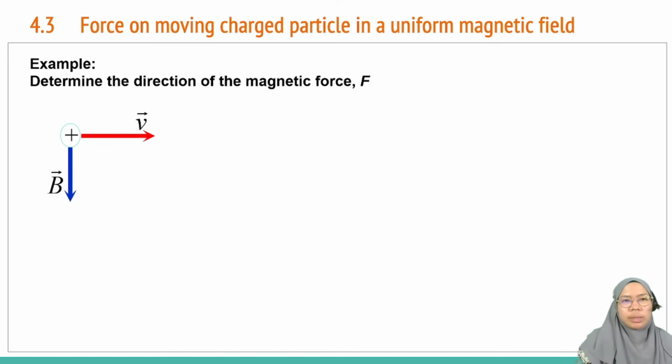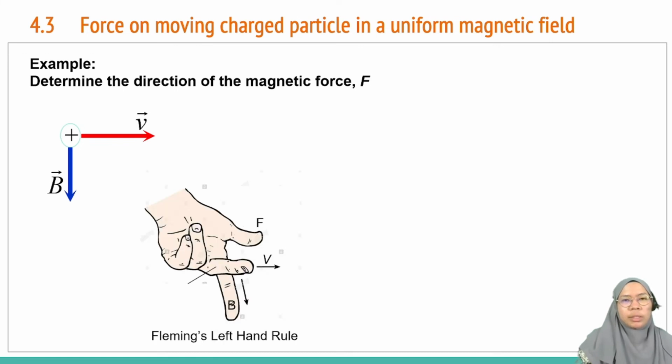Okay, so let's do example. Determine the directions of magnetic force. Okay, so we have B and V. Let's say we are using left hand rule because this is positive charge. So the force is where your thumb is pointing. Okay, so this one is into the page.